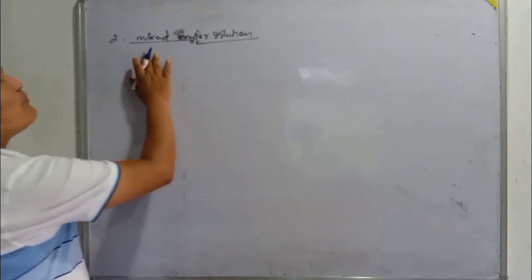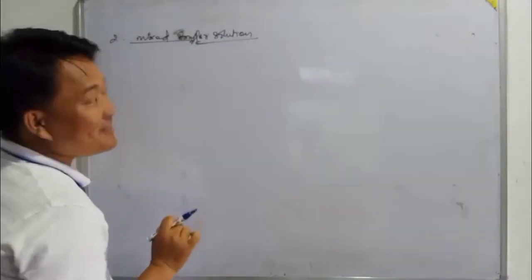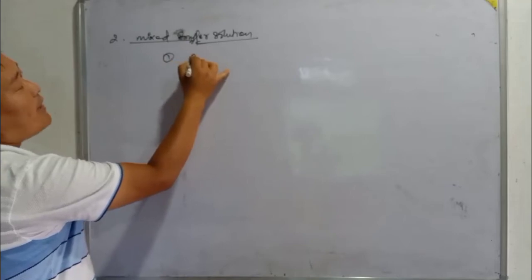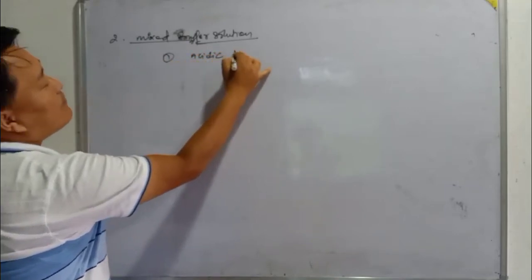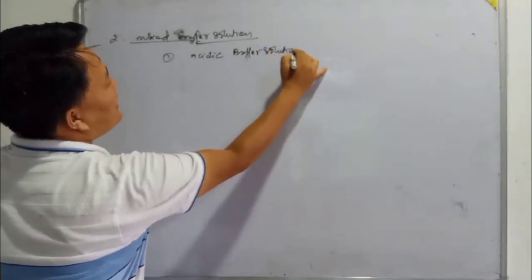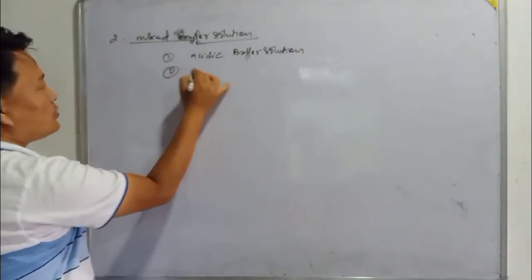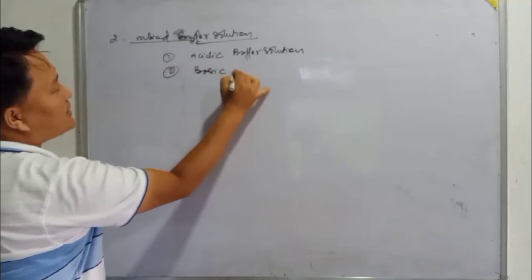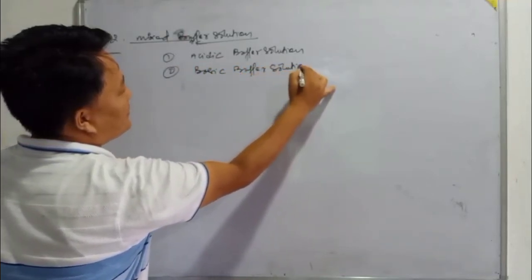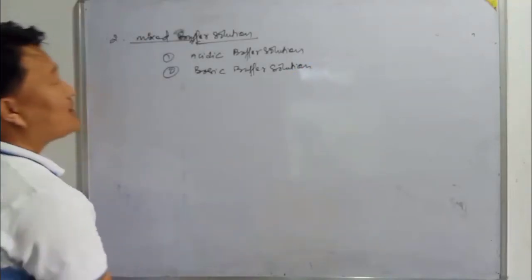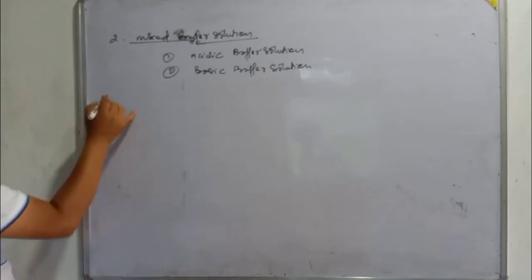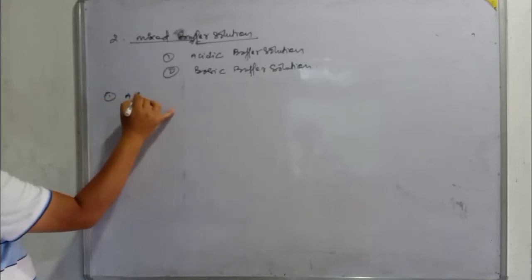Okay, now see, तो mixed buffer solution में बच्चों क्या है यहाँ पे? How many types? 2 types will be there. Okay, one is acidic buffer solution, and number 2 is basic buffer solution. Okay, now we will see number 1 by 1. तो पहले हम लोग देखेंगे यहाँ पे acidic buffer solution.